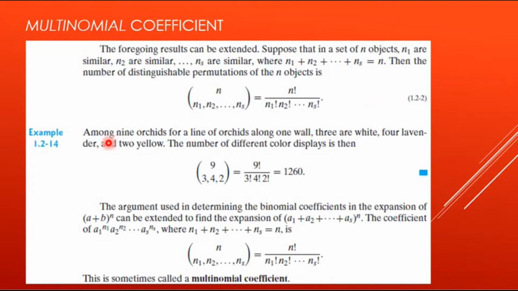Example: among 9 orchids for a line of orchids along one wall, there are 3 white, 4 lavender, and 2 yellow. The number of different color displays is then 9 factorial over 3 factorial times 4 factorial times 2 factorial.